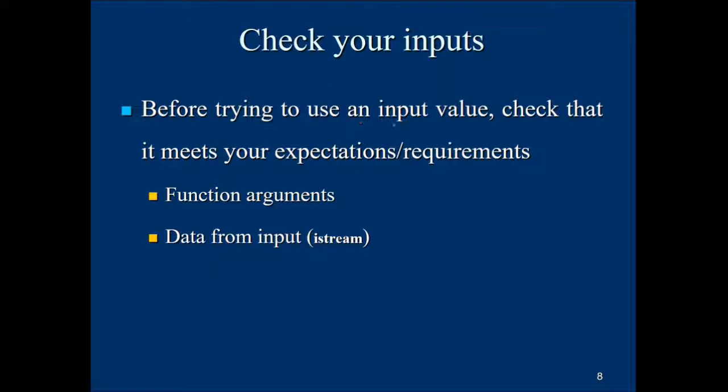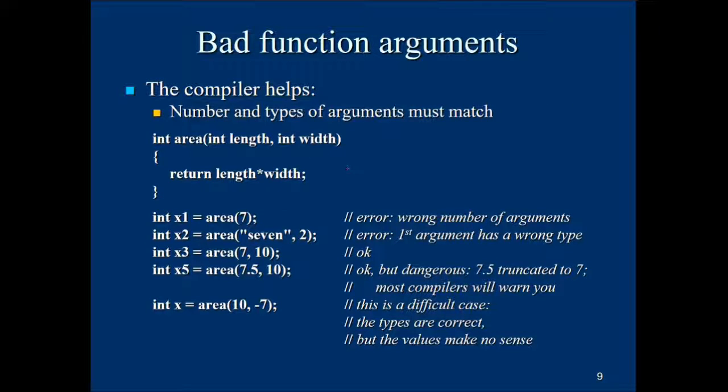Before trying to use an input value, check that it actually meets your expectations or requirements. For that, you have to check the function arguments and data from the input, that is istream. Let me show you an example of a bad function argument. If this is a function called area, you are supposed to pass length and width, and it computes length into width, and the result will be the area.